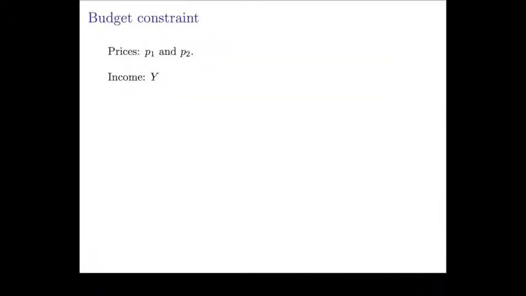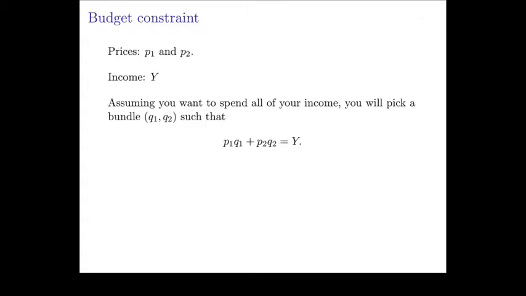So we've got the prices P1 and P2 for goods 1 and 2, and the consumer has an income Y. So let's suppose that you as a consumer would want to spend all of your income on these two goods, good 1 and good 2. So you're going to pick a bundle, Q1, Q2, that satisfies this equation. This equation is P1 Q1 plus P2 Q2 equals Y.